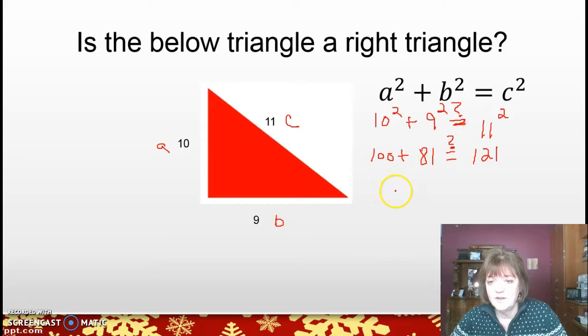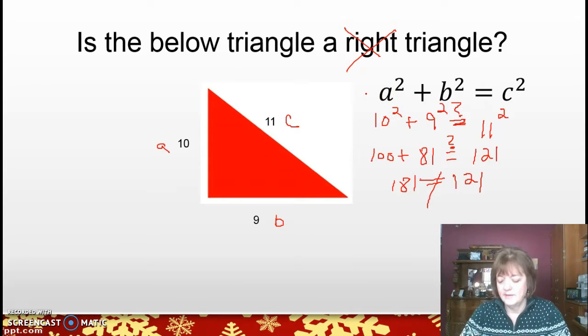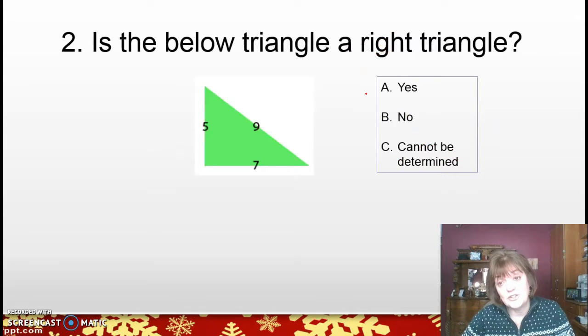I'm looking at this, I already know, right? 100 plus 81 is 181. That does not equal 121. So no, this is not a right triangle. Not a right triangle at all. Whew, okay. So now you know how to test it. Now it's your turn to tell me, is this a right triangle or not?